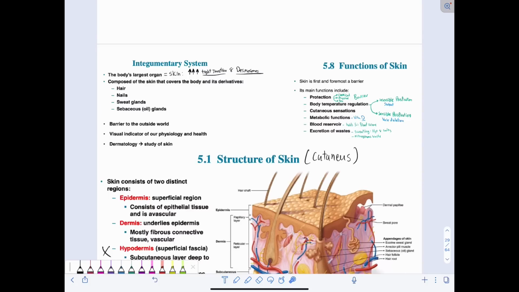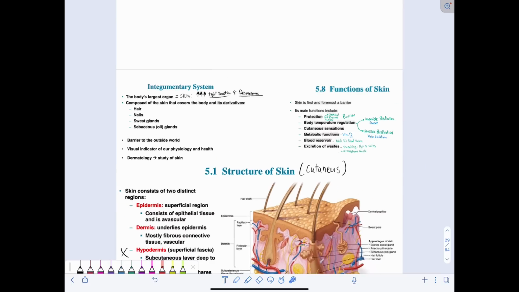There are also different ways to regulate temperature, not super high yield, but understand that insensible sweat and sensible sweat are through that vasodilation. And of course, when you're cold, you're going to have vasoconstriction, not vasodilation.